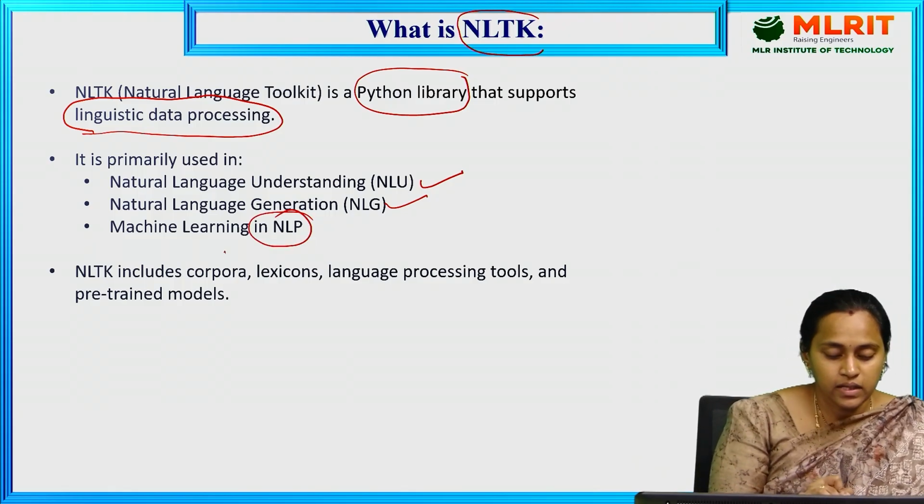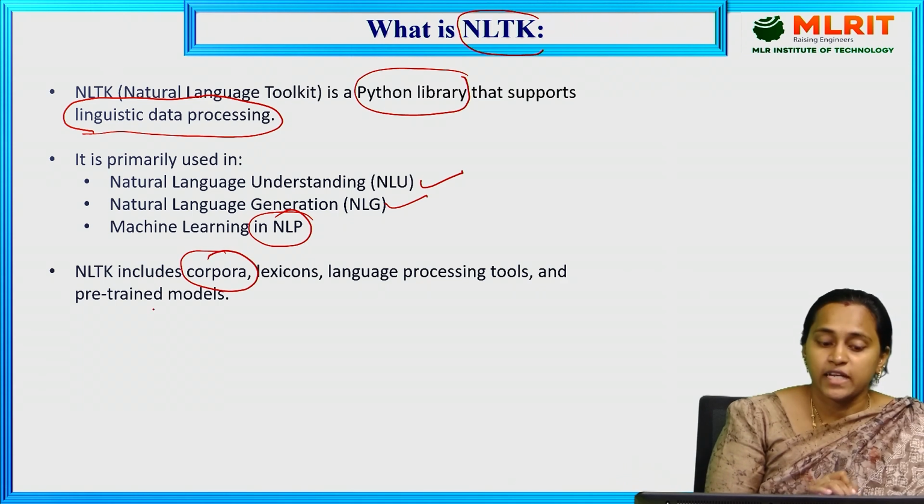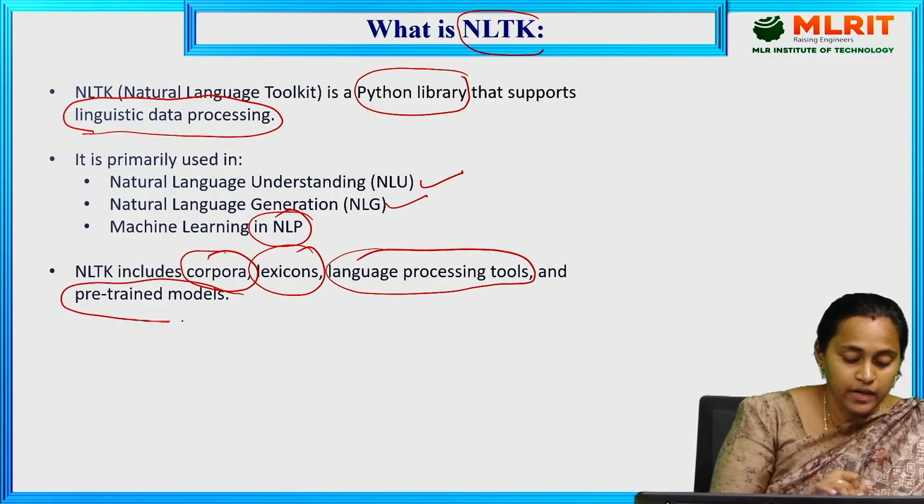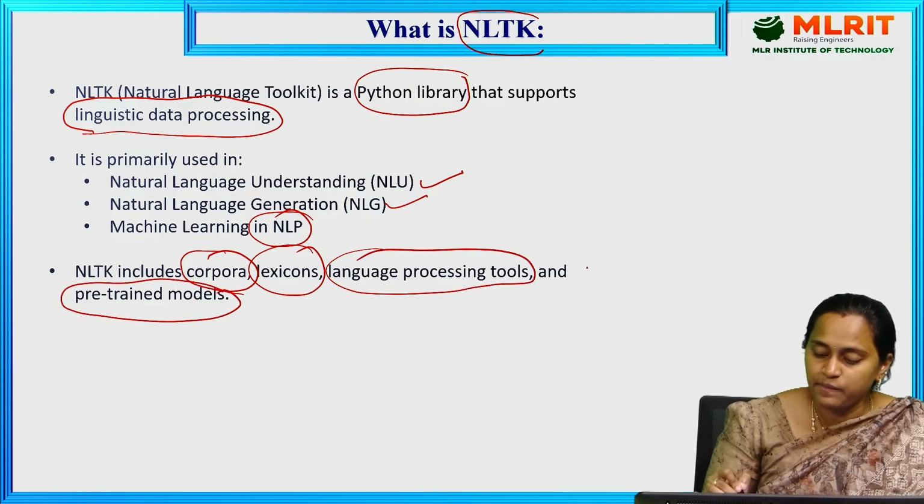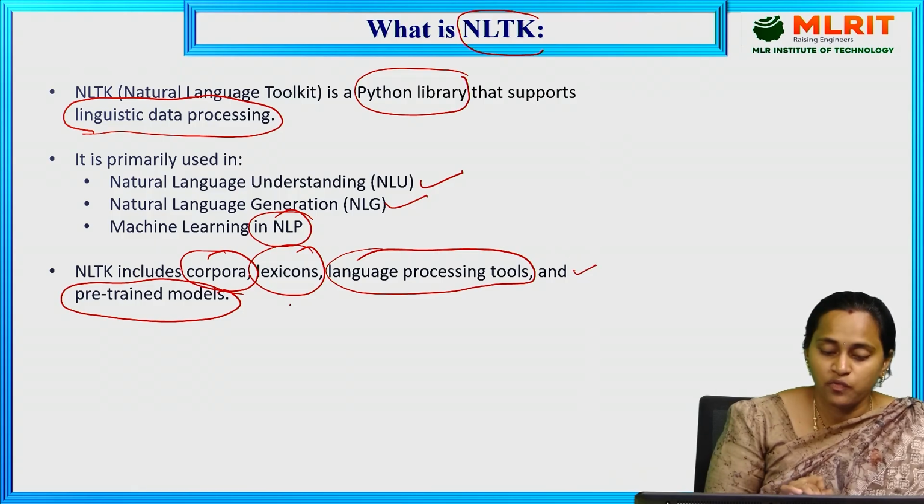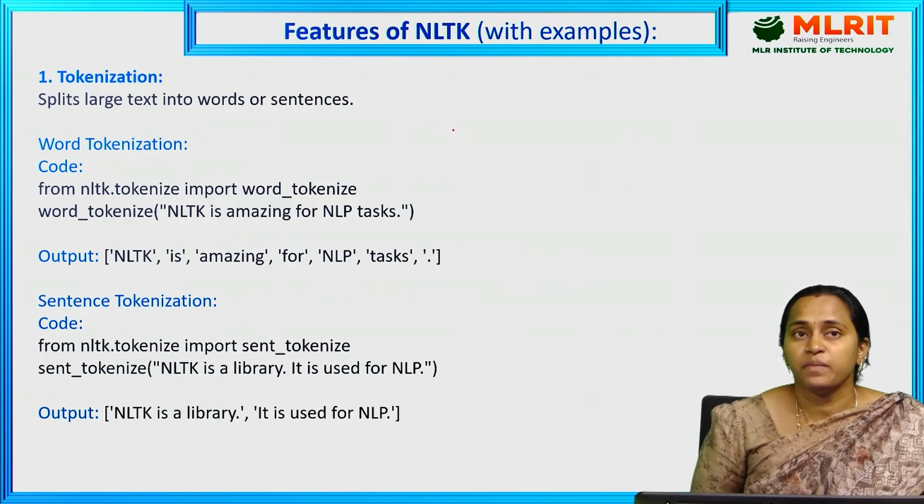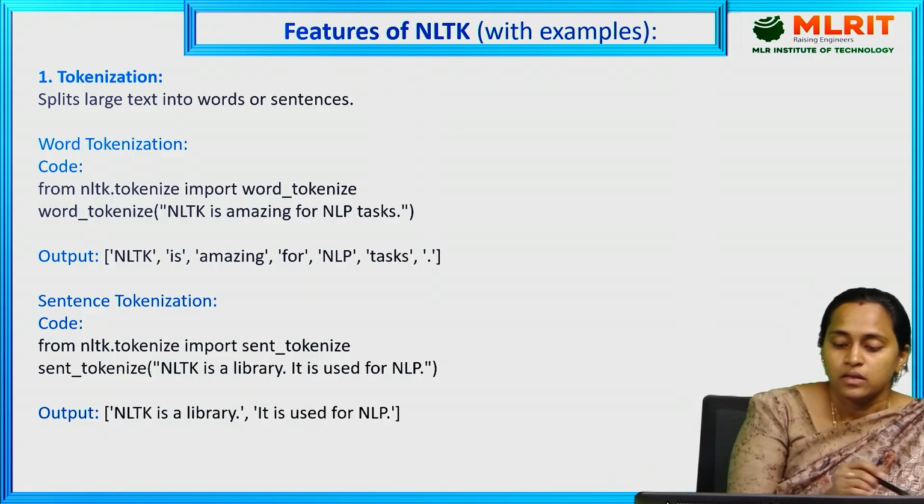It contains corpora, that means databases, and lexicons, language processing tools and pre-trained models, because it is a library. A combination of all functions is a library. Let's see the features of NLTK one by one.